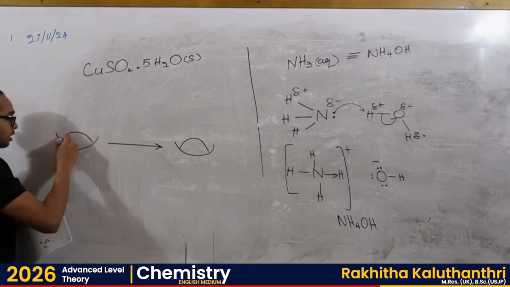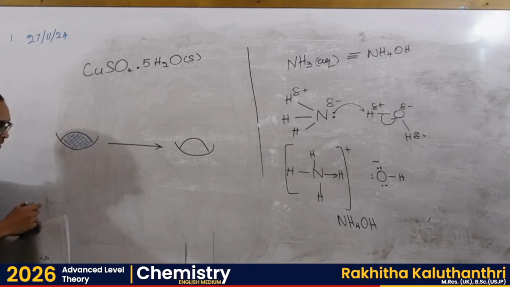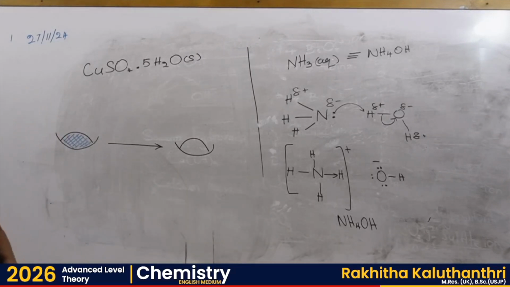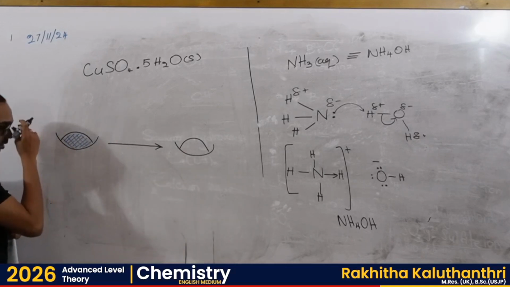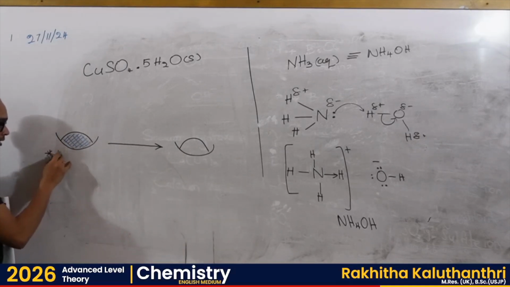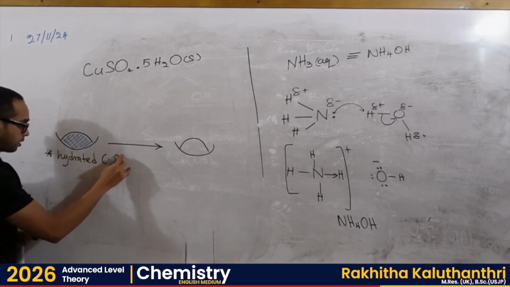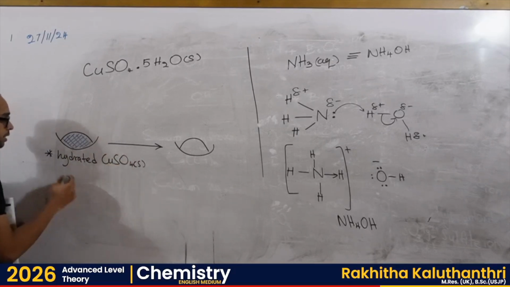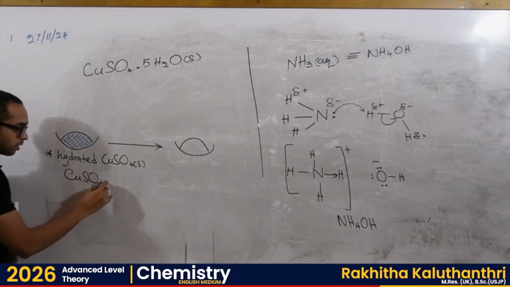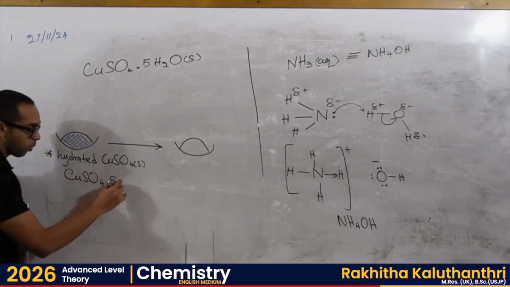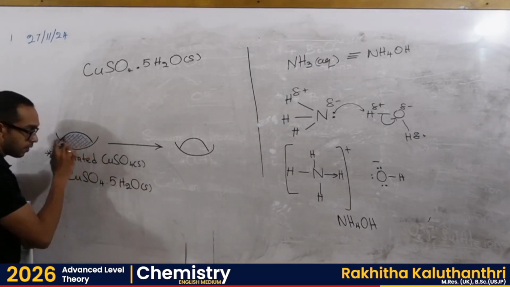One is blue in color. The copper sulfate crystals that you usually come across are blue in color. The other one is white. The blue copper sulfate is referred to as the hydrated copper sulfate. Hydrated copper sulfate means it contains a certain amount of water in the crystallized form. We call this water of crystallization, right? So we have some water even in the solid state.